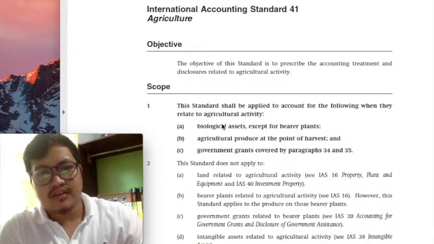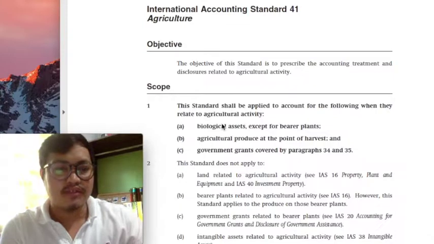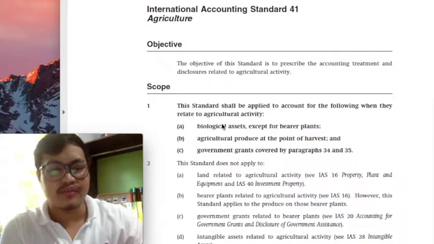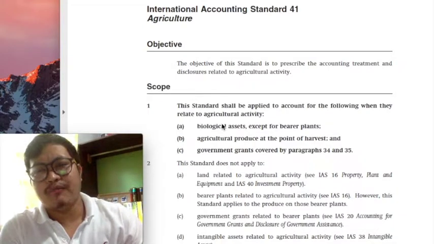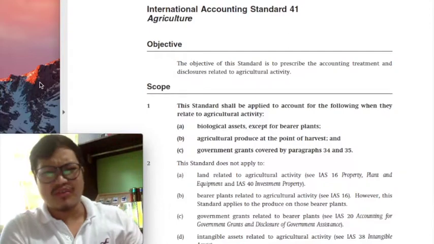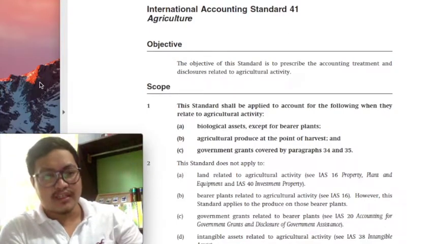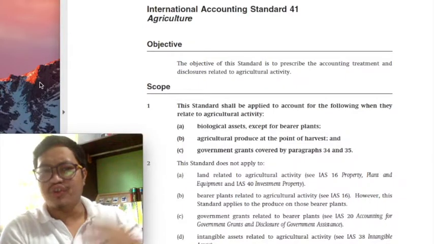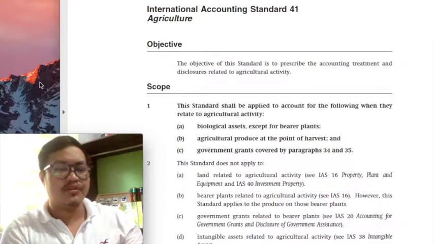of the standards, class. For example, PAS 38, intangible assets, PFRS 5, non-current assets held for sale and discontinued operations. Because it has happened before, class, that one examiner asked a question asking what was the title of PAS 41, and the choices were agriculture, biological assets, so on and so forth.